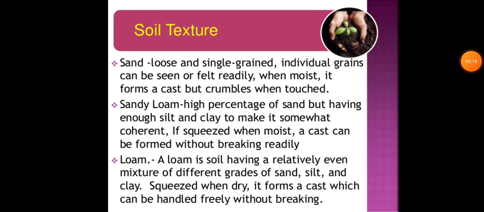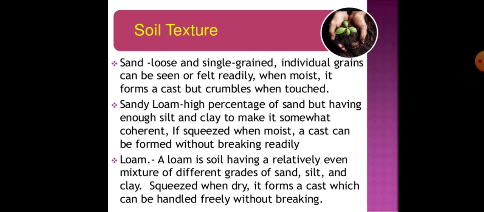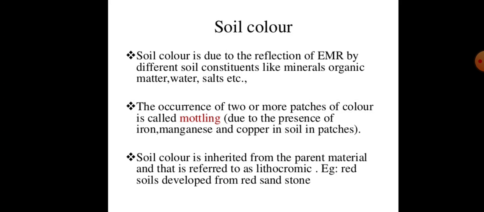And then next is loamy soil. A loam is soil having a relatively even mixture of different grades of sand, silt and clay. Squeezed when dry, it forms a cast which can be handled freely without breaking. So these all are the types of soil and their texture. Then next one is soil color.